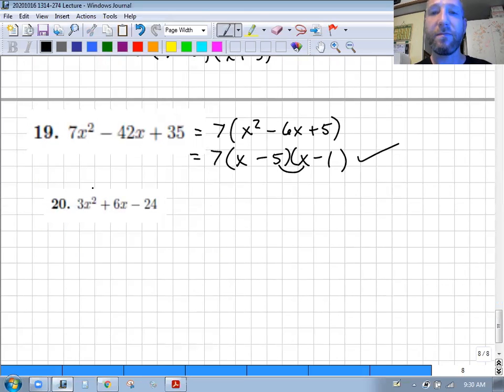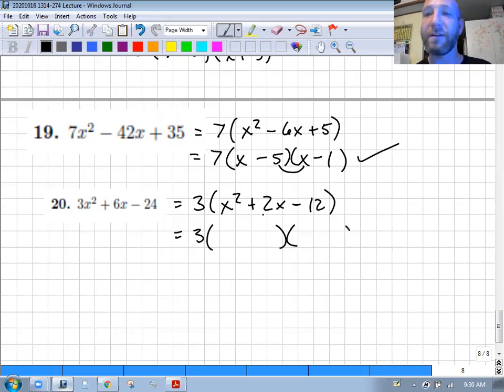This one's similar. At least all the numbers are divisible by 3, right? So now that we've pulled the 3 out, maybe we can factor this thing easily. All right, to get a 12 and a 1 won't give us a 2. We'd need like a, let's see, what can we use? 4 and a 3. 4 and a 3 won't work either.